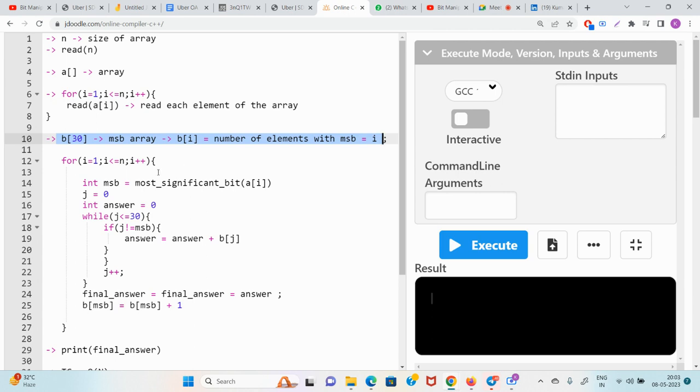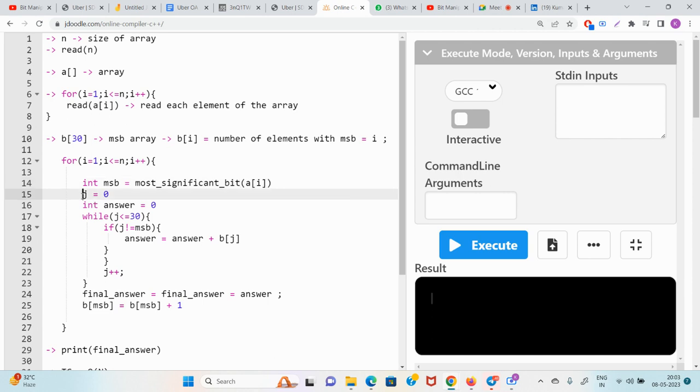Now comes the interesting part. Whenever you are at a particular index I, all you have to do is first calculate the most significant bit of this. Suppose we have a function in C++, Python, Java. Don't worry, I will be posting all the codes after the session. So we calculate the most significant bit of that particular A of I.